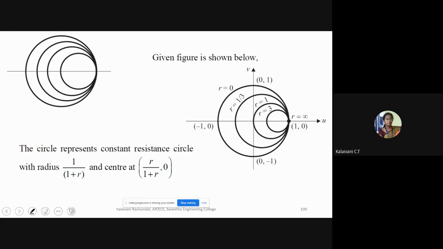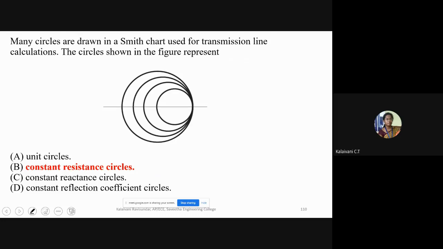The answer is resistance circle. Whenever we draw the resistance circle, the radius will be equal to 1 divided by 1 plus r. The center will be r divided by 1 plus r, comma 0. So it's a very simple question, constant resistance circle.